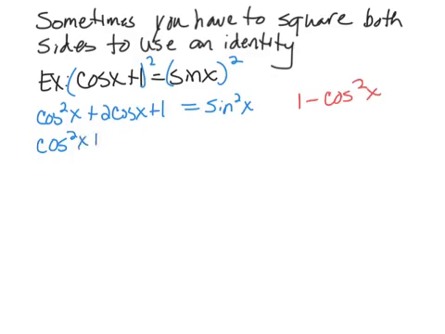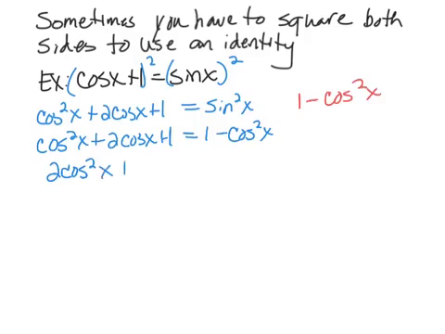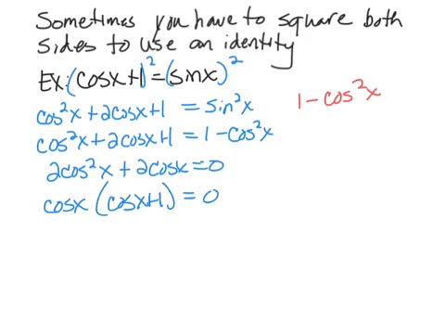Cosine squared of x plus 2 cosine of x plus 1 is equal to 1 minus cosine squared of x. Putting this in standard form, my 1's are actually going to add to 0, so they're going to go away. And I end up with 2 cosine squared of x plus 2 cosine of x is equal to 0. I can divide away the 2 because it shows up in every place, and I can also factor out a cosine. So I end up with cosine of x times cosine of x plus 1 is equal to 0.